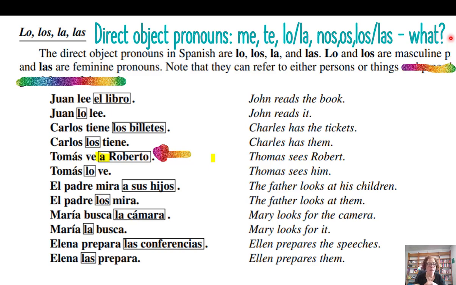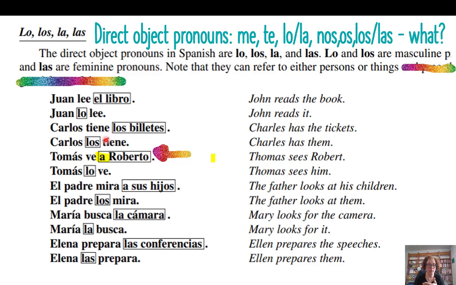Okay. So I'm going to show you some examples on how they work. So Juan lee el libro. If I'm talking about the book for hours and I don't want to repeat it, I'm going to say he reads it. Lo lee. Look at the position in front of the first conjugated verb, and it's lo because libro is masculine. Carlos tiene los billetes, Carlos los tiene.